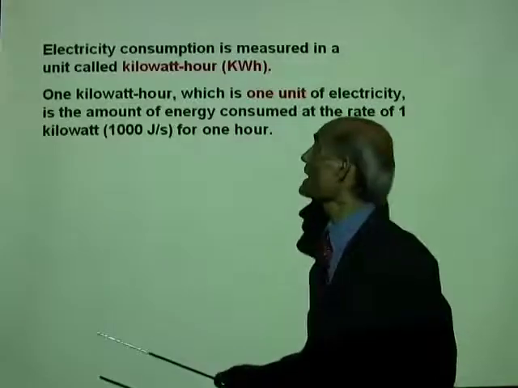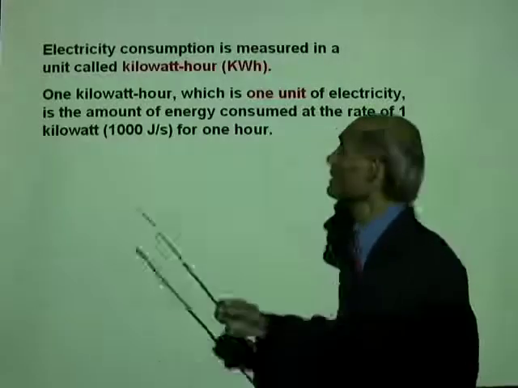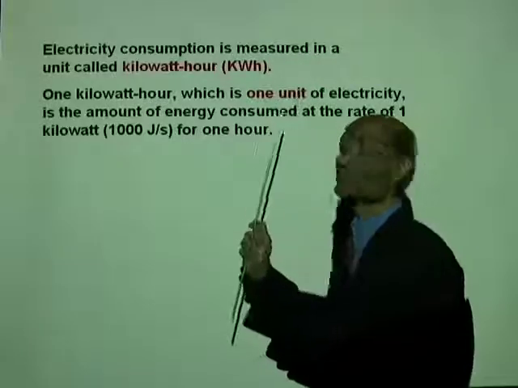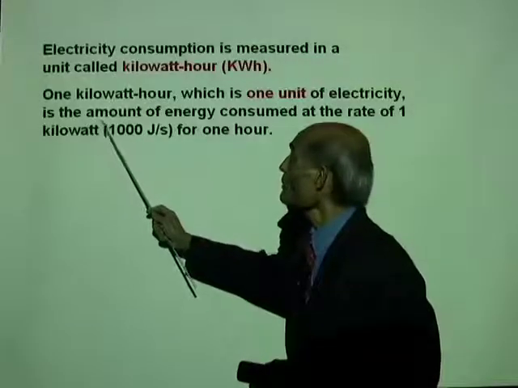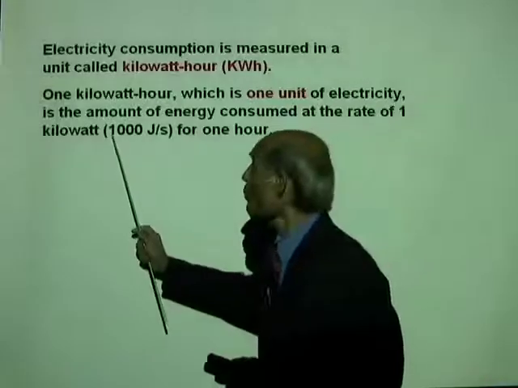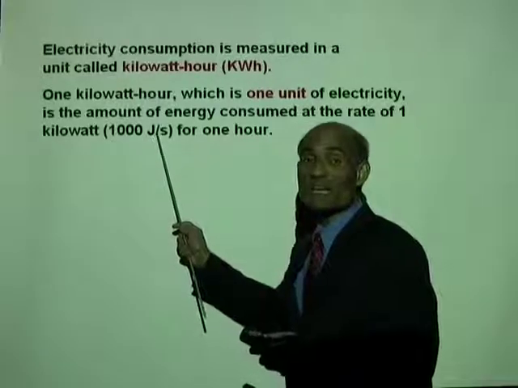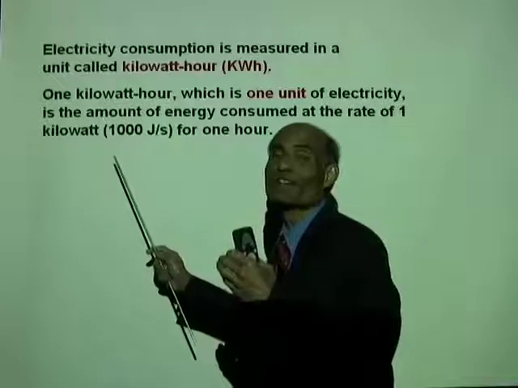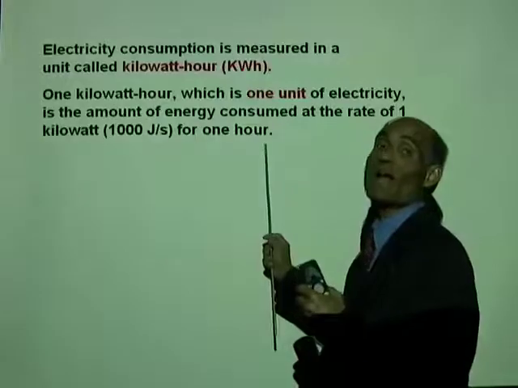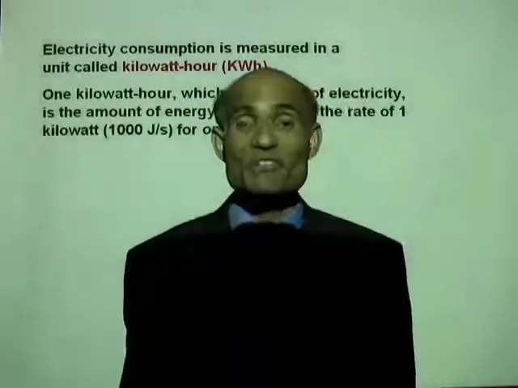Now, what is 1 kilowatt hour? How much energy is 1 kilowatt hour? 1 kilowatt hour, which is 1 unit of electricity, is a measure of the amount of energy consumed at the rate of 1000 joules per second. 1000 joules per second is a kilowatt. Now, if you use energy at this rate for 1 hour, that is a measure of 1 unit of electricity.